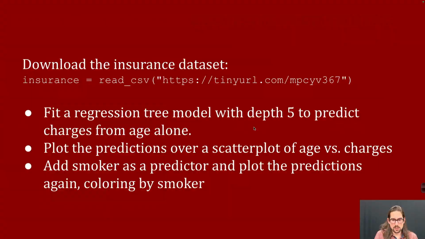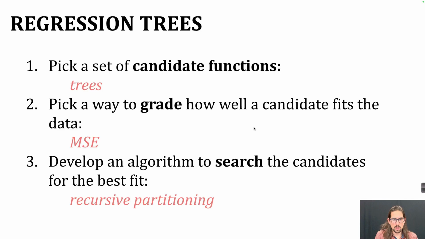And so I'm actually just going to skip over here. So here we have the set of candidate functions as trees. We have mean squared error to grade, and we're using this recursive partitioning algorithm, which is now no longer actually giving us the empirical minimizer among the set of trees, but it's giving us something that's good enough. So it's a bit different. But you see overall the roadmap is the same.